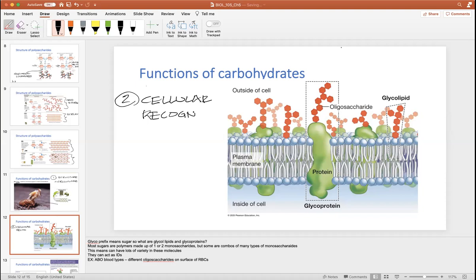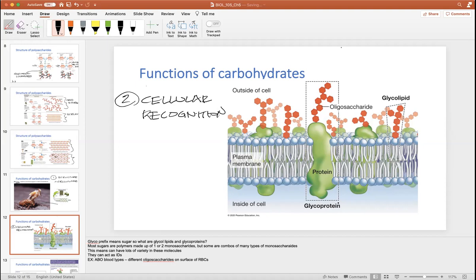What do I mean by that? Well, sometimes your cells need to be able to recognize whether they come from you or whether they are foreign invaders. Or sometimes your cells need to know, oh, is that a liver cell or is that a brain cell? Is that a muscle cell or is that a bone cell? So the way that that happens is we use carbohydrates as tags to identify the type of cell, okay?